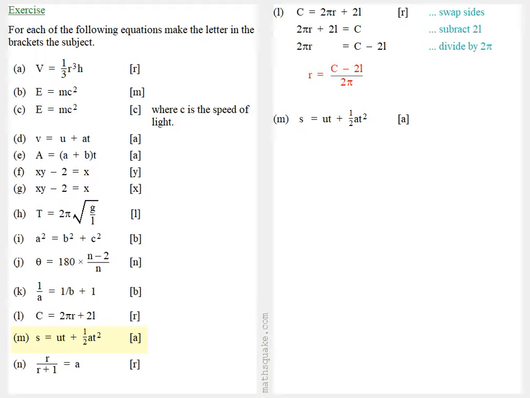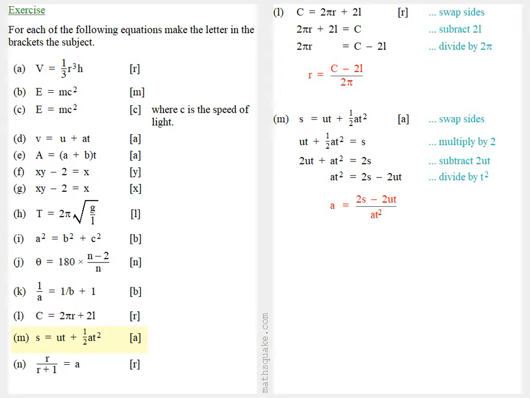In question M, we're asked to make a the subject of s equals ut plus a half at squared. So let's swap the sides. ut plus a half at squared equals s. Let's get rid of the fractions by multiplying by 2. 2ut plus at squared equals 2s. Subtract the 2ut. at squared equals 2s minus 2ut. Divide all the way through by t squared, and we're left with a equals (2s minus 2ut) all over t squared.